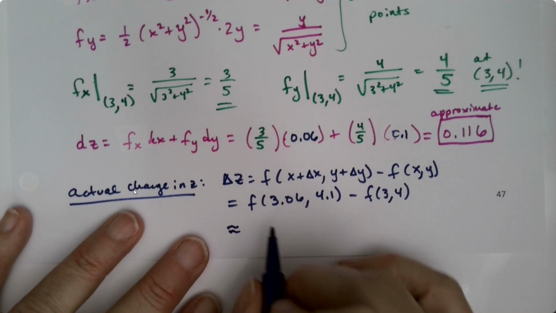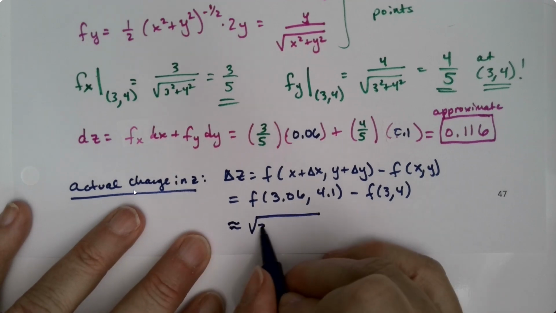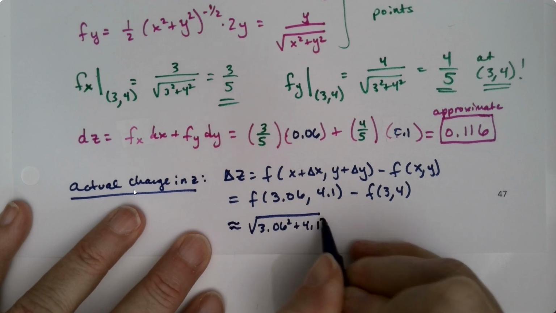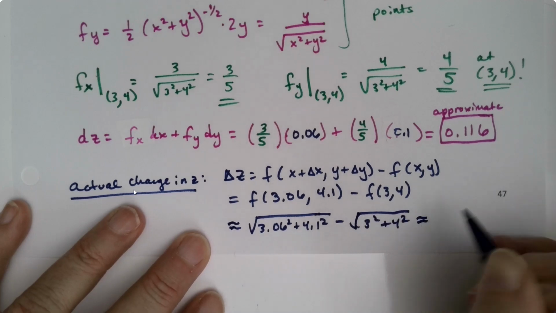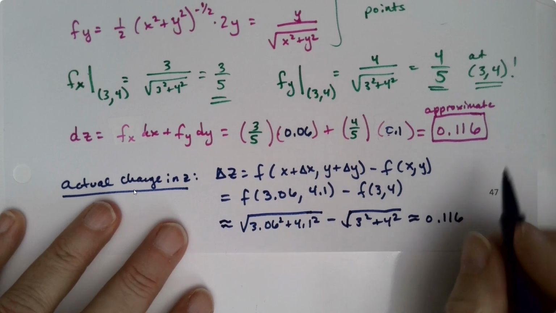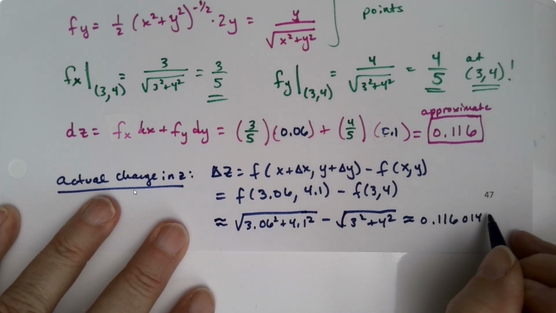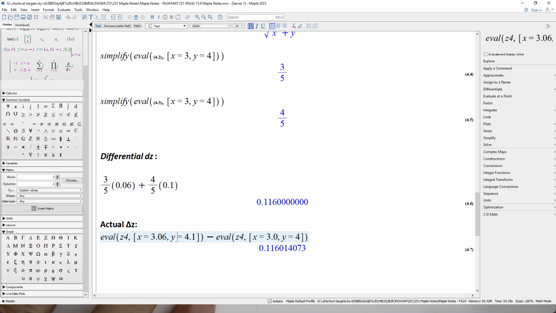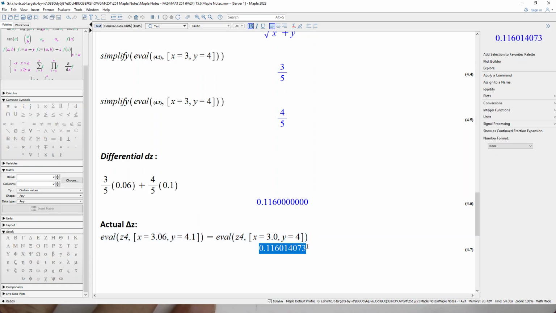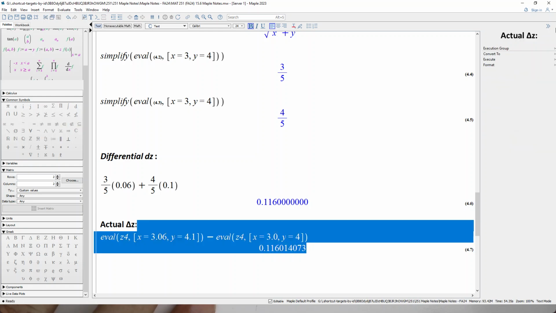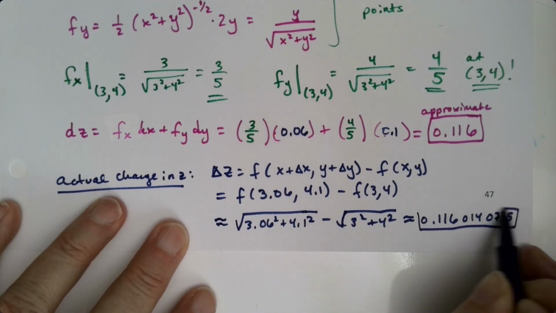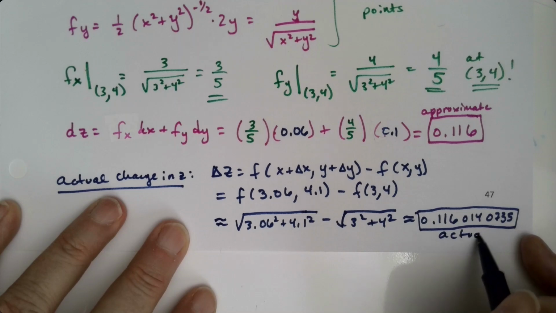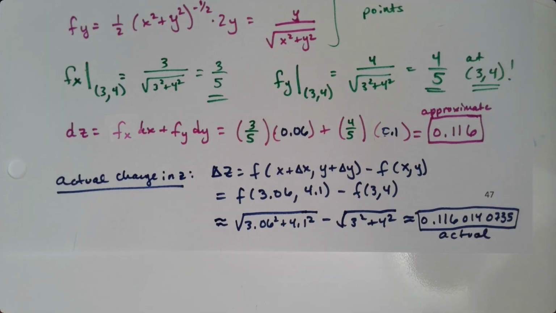And I made Maple do this. So it's the square root of 3.06 squared plus 4.1 squared. That was the function, minus the square root of 3 squared plus 4 squared. And according to Maple, it was 0.116, 0.14, 0.3735. You can see it right there in my Maple. So there it is. Oh, I didn't have the 5 on there, but it is. All right, so there's that piece. So according to Maple, this is the actual value. And we're supposed to compare them. And you can see they're very close, right? They're very similar to each other.